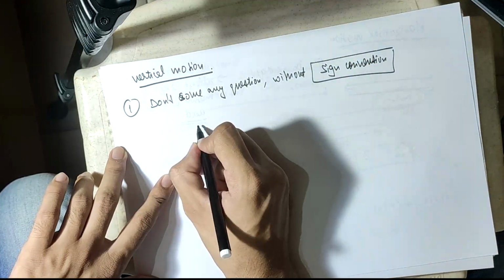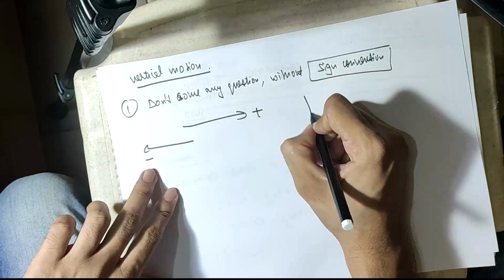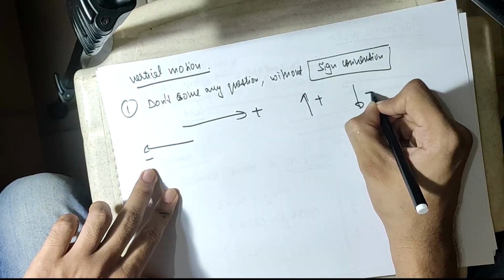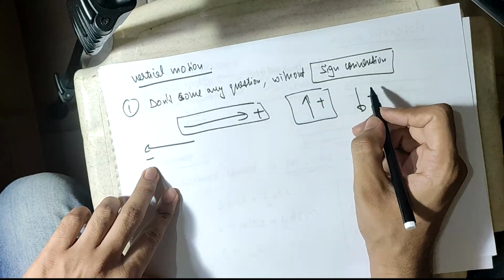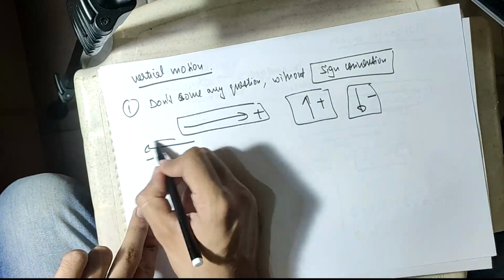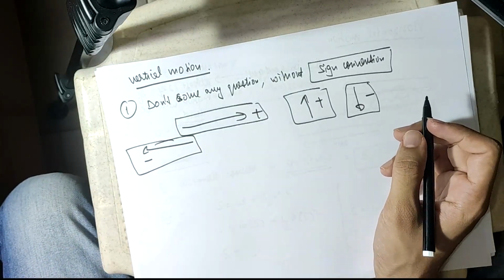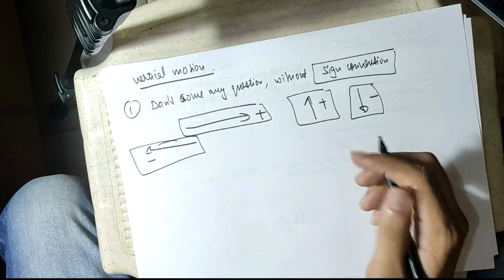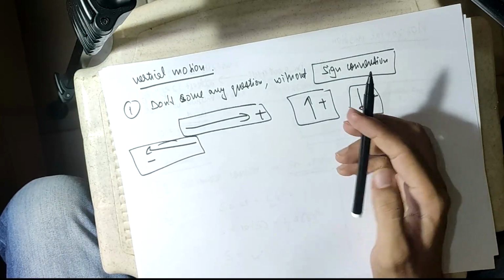Very easy. This is plus, this is minus, this is plus, this is minus. It means right side and up are plus, downside and left are minus. You can reverse this, but don't do it, it will make the question more complicated. Better to use the sign convention which I am telling. Without it you cannot solve any question.